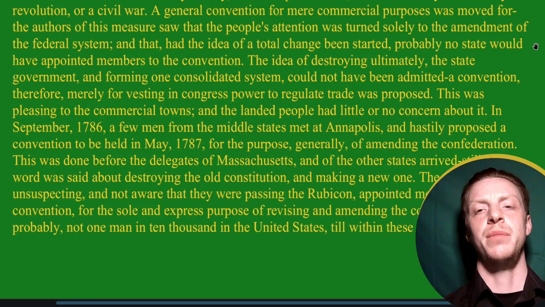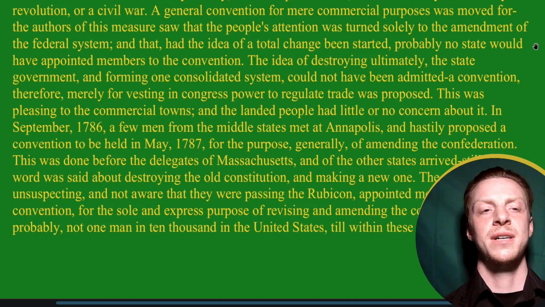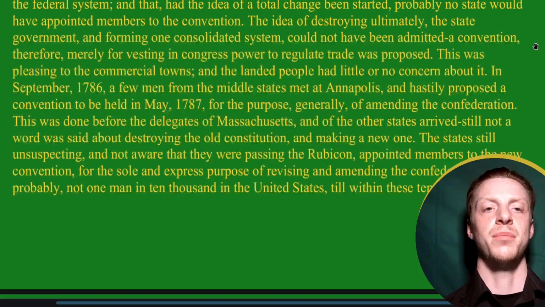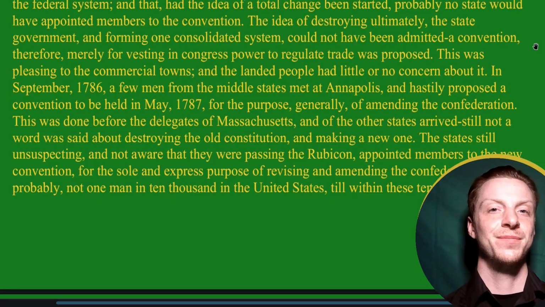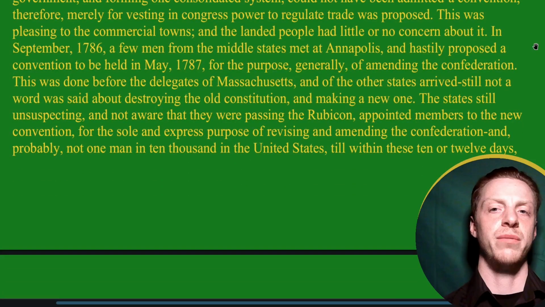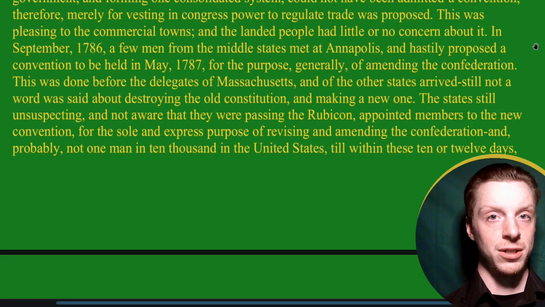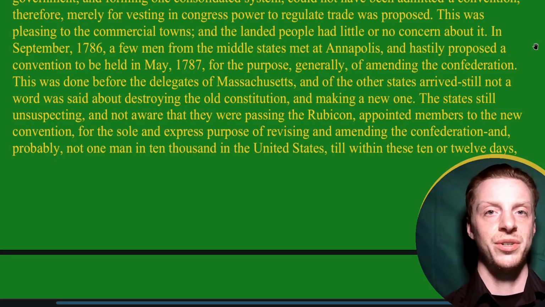A general convention for mere commercial purposes was moved, for the authors of this measure saw that the people's attention was turned solely to the amendment of the federal system, and that had the idea of a total change been started, probably no state would have appointed members to the convention. That's an important fact to remember. The idea of destroying ultimately the state government and forming one consolidated system could not have been admitted. A convention, therefore, merely for vesting in Congress power to regulate trade was proposed. It was done under guile. It was not an honest convention.